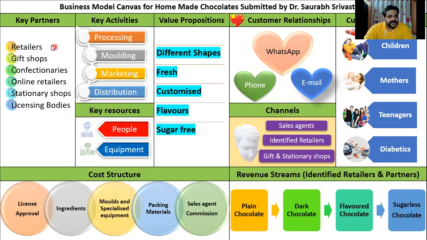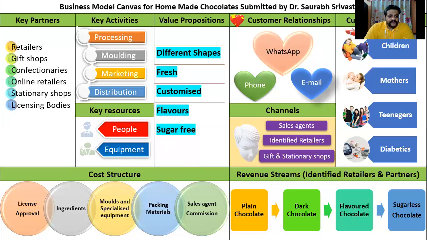Retailers, gift shops, confectionery shops or bakeries, online retailers, stationery shops, and licensing bodies are the key partners. Stationery shops I have chosen because they are basically visited by children or teenagers or maybe parents also. So I will try to keep my products there, and I will also try to get some homemade orders for maybe birthday parties or any other events that they may plan for. Licensing bodies are going to be key partners because they are the ones who will give me authorization and licenses, so that I can carry on my business in a legal way. So they also need to be the key partners.